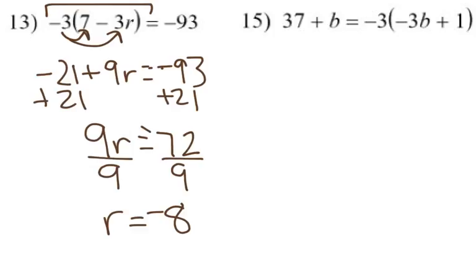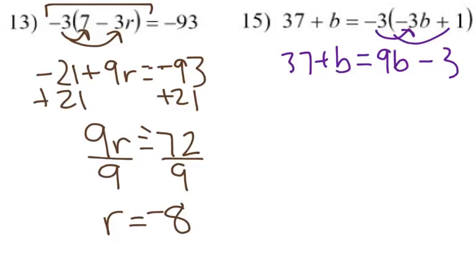Number 15, it makes it a lot easier. Because as we multiply, we get a positive 9b minus a 3. That would equal a 37 plus b equals 9b minus 3. Then normally we would add 3 to both sides. So I'd end up with 40 plus b equals 9b.